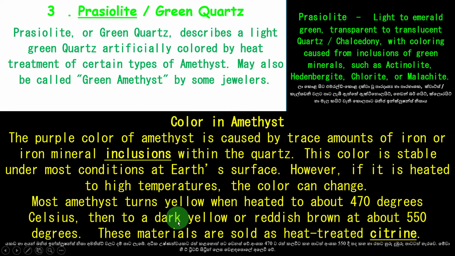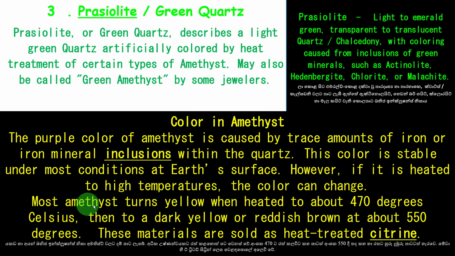Color in amethyst. Look at that. The purple color of amethyst is caused by trace amounts of iron or iron mineral inclusions within the quartz. Iron or iron mineral is the reason to get the purple color. This color is stable under most conditions at Earth's surface. However, if it is heated to high temperatures, the color can change.